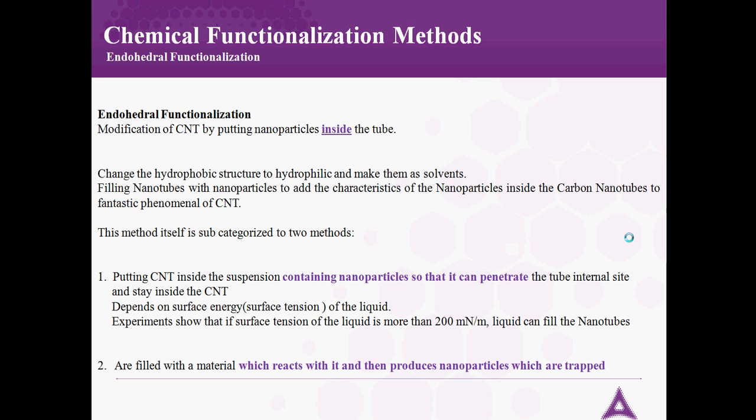This process itself is subcategorized into two methods. The first one is putting the carbon nanotube inside a suspension containing nanoparticles. Those nanoparticles, that solvent, can penetrate inside the tube, and it gets trapped. And what happens is that when it's trapped, it stays inside the tube and doesn't come out.